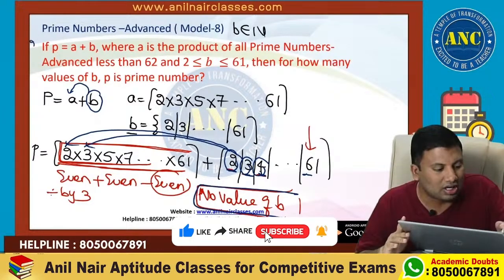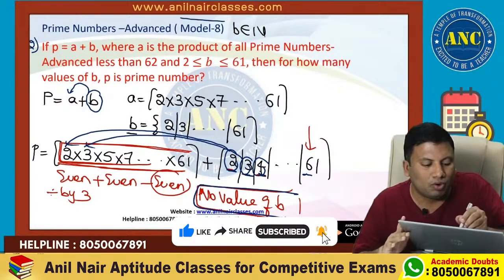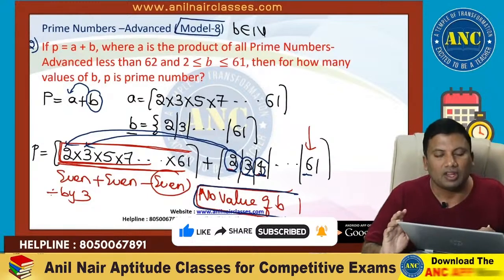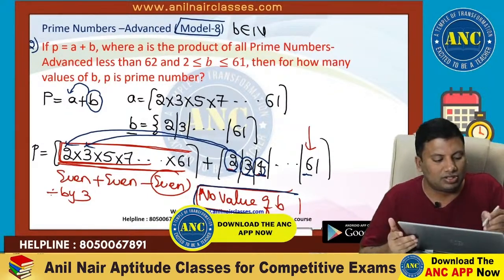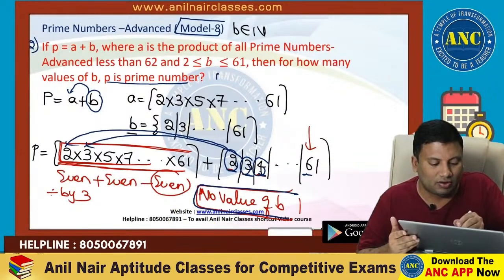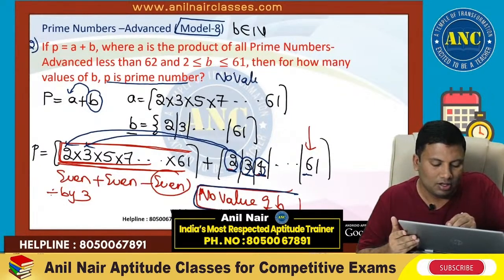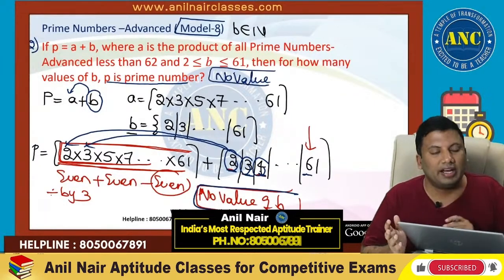Good question, sir. Question number 2. We are in model number 8, 20 plus models only on prime numbers. How many values of B such that P is a prime number? Zero values. No value. I hope the idea is clear.